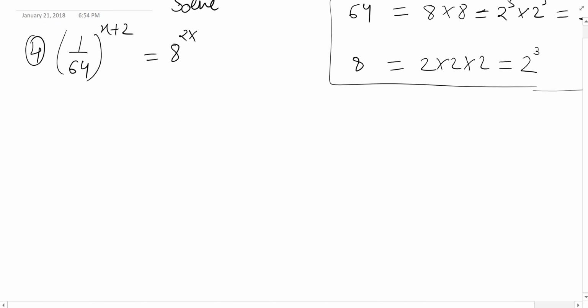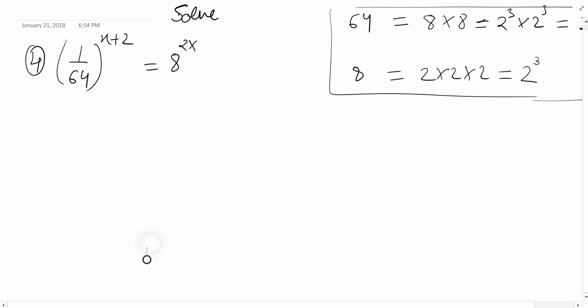So we have 1 over 64. I write 1 over 2 raised to 6. And then the power is x plus 2. And on the right hand side, you can even use 8 to the power of 2. It's going to be even more efficient than that. Let's do it that way because we can establish base 8 on both sides, right?